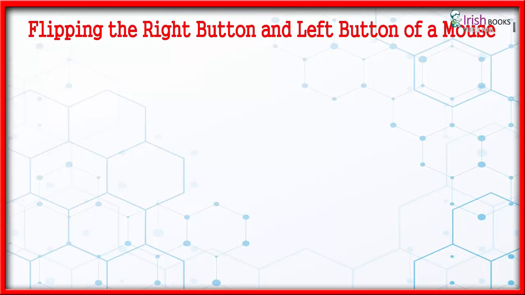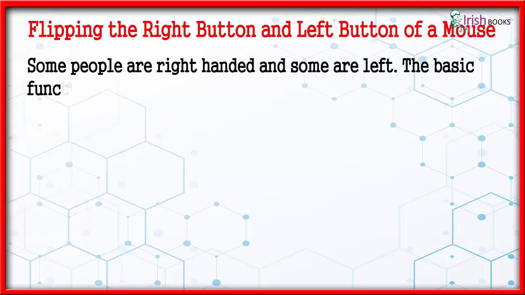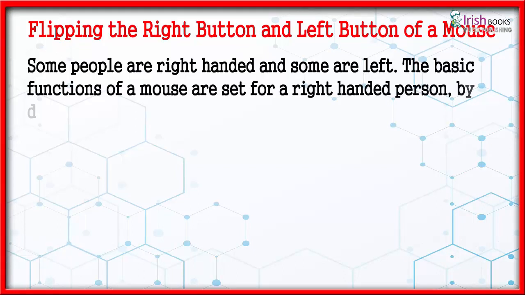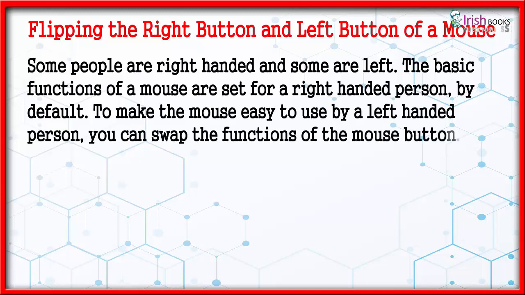Flipping the right button and left button of a mouse. Some people are right-handed and some are left-handed. The basic functions of a mouse are set for a right-handed person by default. To make the mouse easy to use by a left-handed person, you can swap the functions of the mouse button.